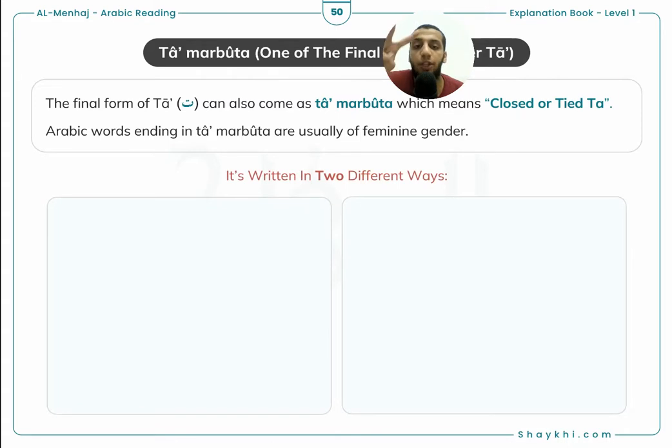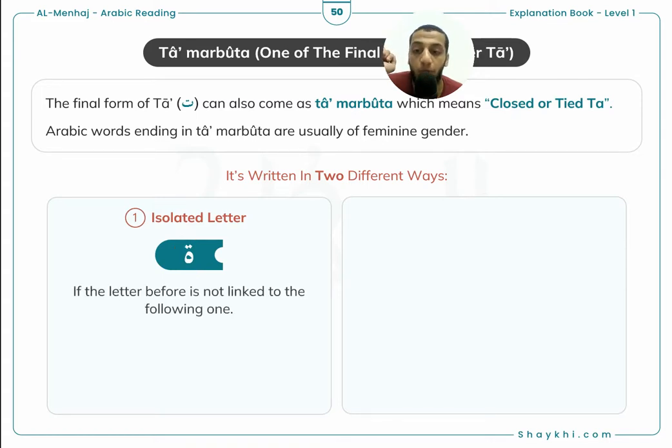We have two different ways, as we said. The first is the isolated letter, and this is its shape. Isolated letter means it is not joined to the letter before, if the letter before is not linked to the following one. So if at-ta al-marbuta has a letter before it, but this letter is not linked to the one after, you will see this isolated form of at-ta al-marbuta.